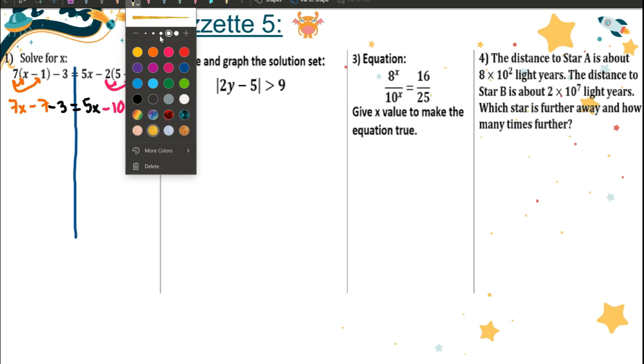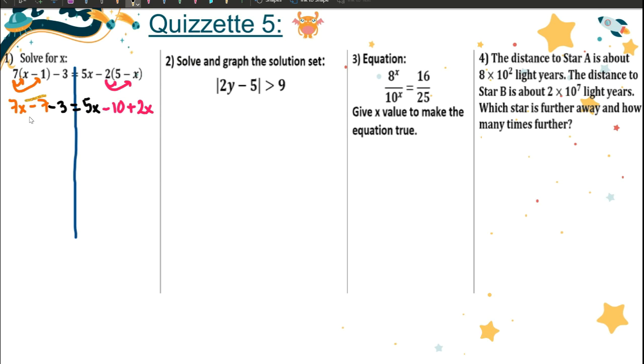After that, we're going to combine like terms. The like terms on the left side are negative 7 and negative 3. That will give you negative 10. Same sign, add them up. We bring down the 7x.